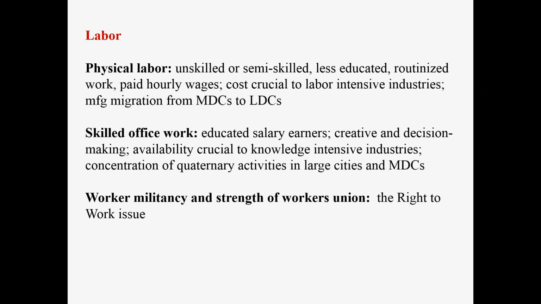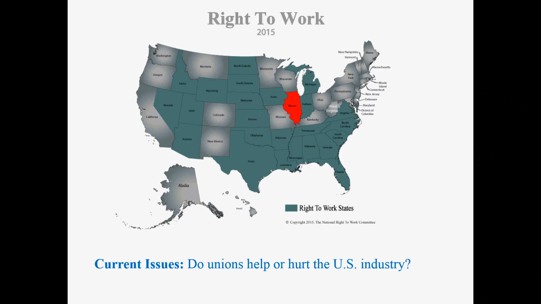And now, after many traditional manufacturing jobs have gone away, this is the kind of work that arises to replace traditional manufacturing labor. But another issue about labor is workers' militancy and the strength of workers' unions. Here we are talking about the right to work issue. The right to work issue has been an important labor issue in the United States.